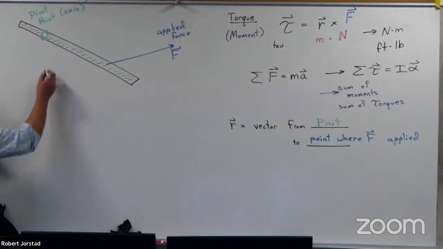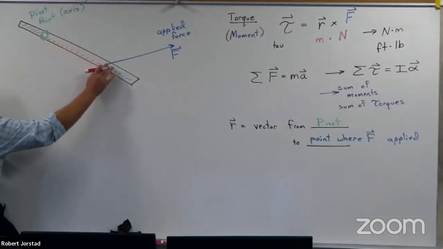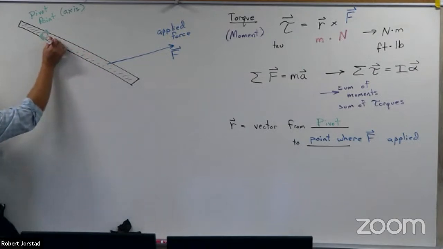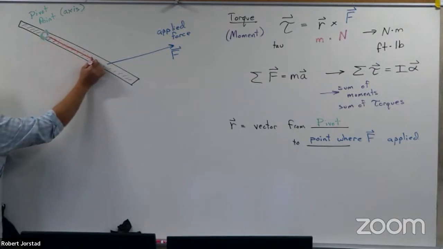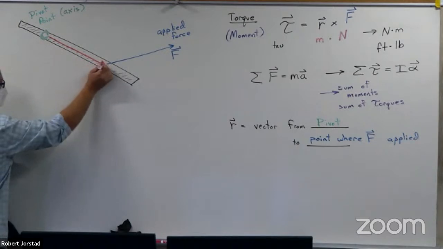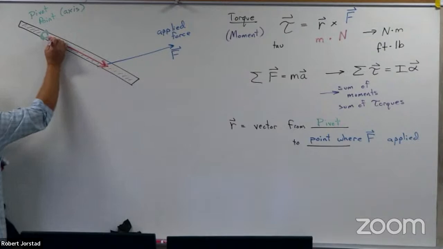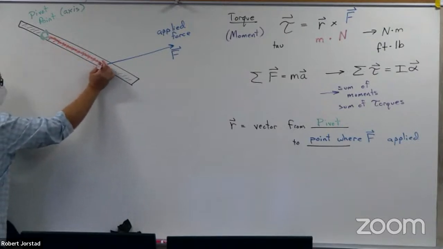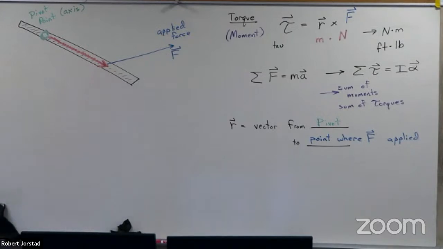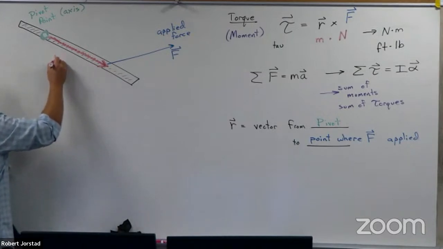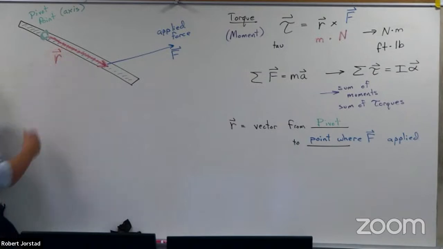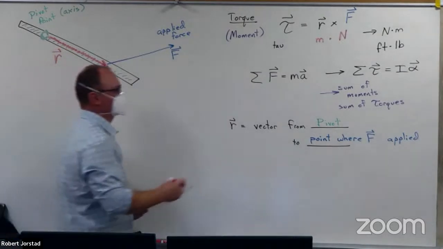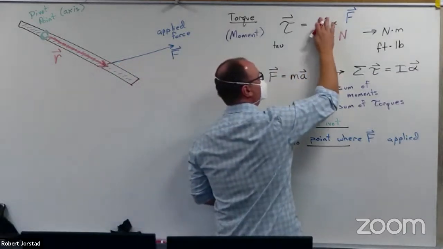In this problem, from the pivot, all right, just trying to make sure it's visible. Okay, it's that way. That is the R vector, from the pivot to the point where the force is applied. So maybe I'll draw that in red up here.